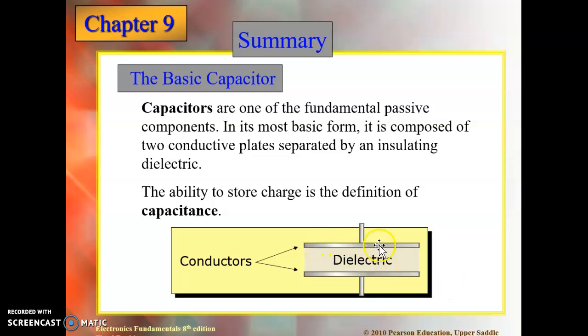So we have two plates. We have a space, a distance between the two plates, that is going to be filled by a dielectric material or air, depending on the capacitance that we want. And we can vary this by either changing the distance between the two plates or changing the actual size of the two plates. So capacitance is anything that can store energy.